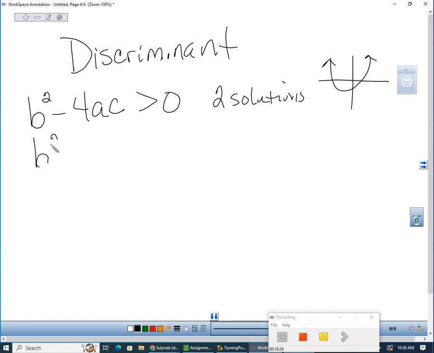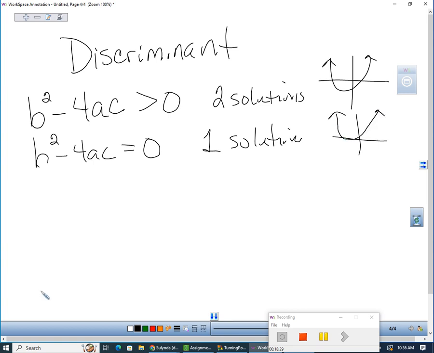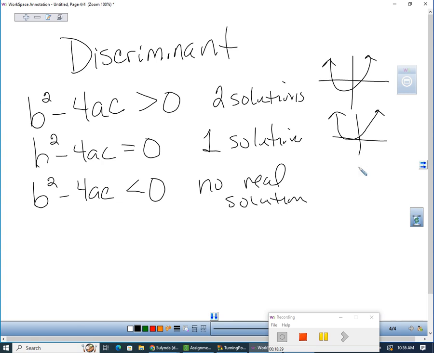If b squared minus 4ac equals 0, that means you have one solution. What that means is the parabola is coming down, just touching the x-axis, and going back up. And if b squared minus 4ac is less than 0, a negative number, that's no real solution. You can't square root a negative number. That would be a parabola that doesn't cross the x-axis anywhere.